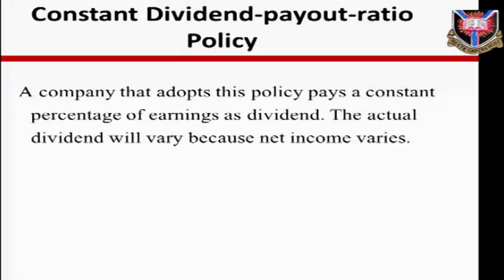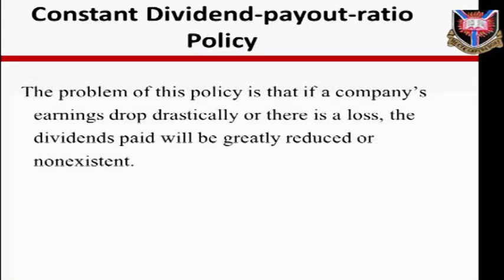Constant dividend payout ratio policy. A company that adopts this policy pays a constant percentage of earnings as dividend. The actual dividend will vary because net income varies. The problem of this policy is that if a company's earnings drop drastically or there is a loss, the dividend paid will be greatly reduced or non-existent. This policy would not maximize market price per share since most shareholders do not want variability in their dividend receipt.